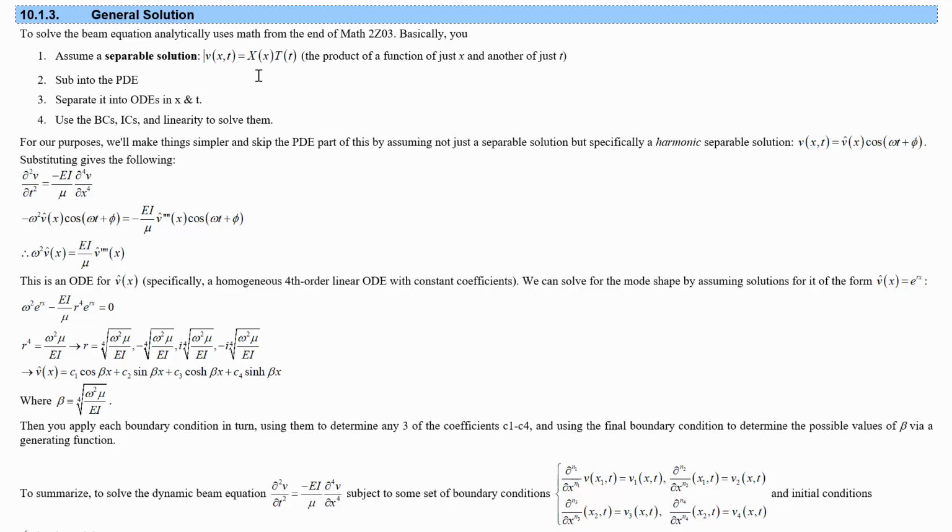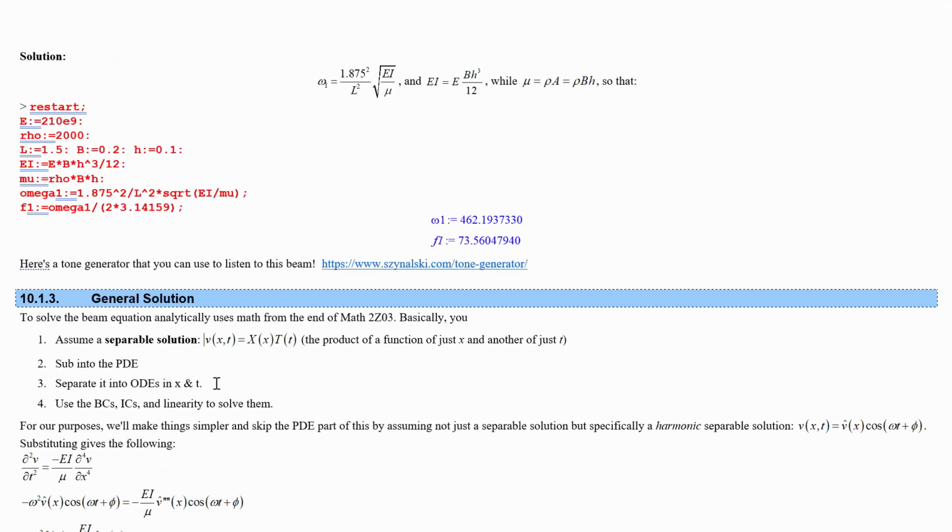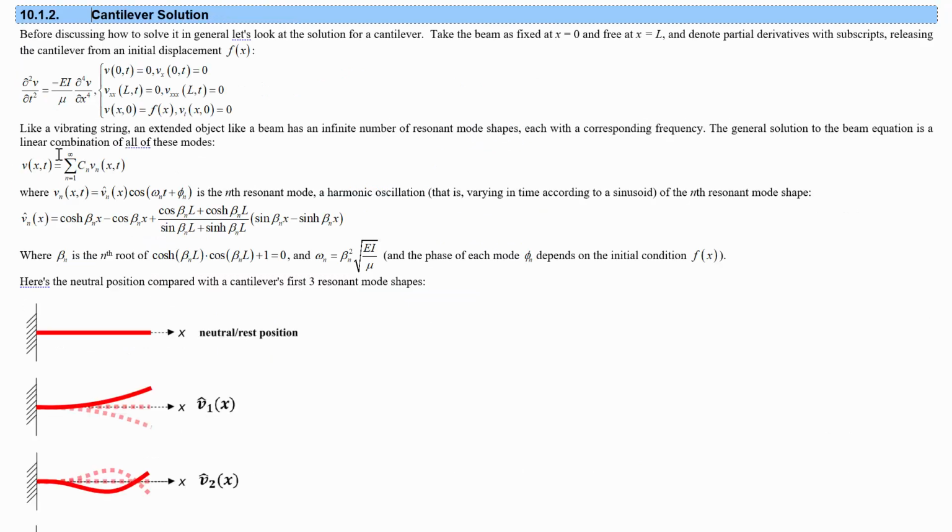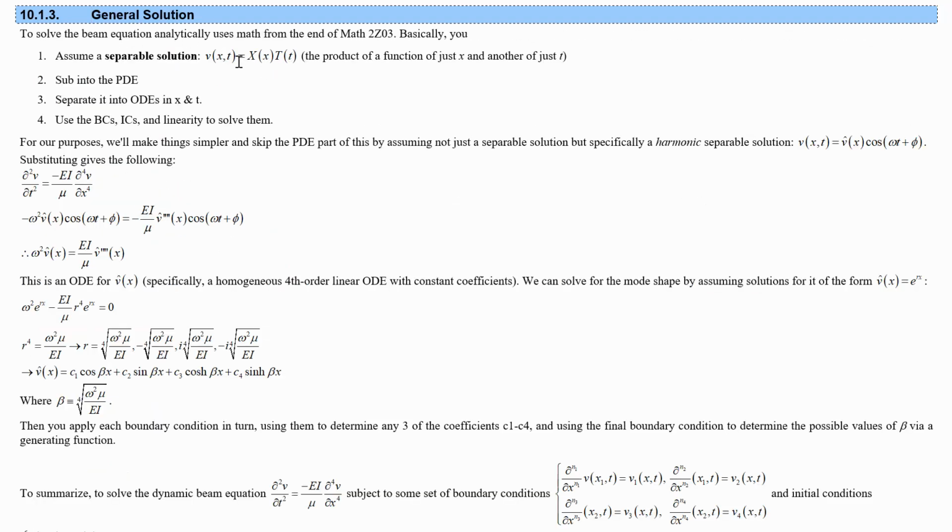So let's just assume that we can find solutions like this. This was the form that the cantilever solutions happen to be in, right? We said that the general solution was a linear combination of all of these things, where each one is a function of just position and a function of just time, this harmonic term. So that's what we're going to do in general.